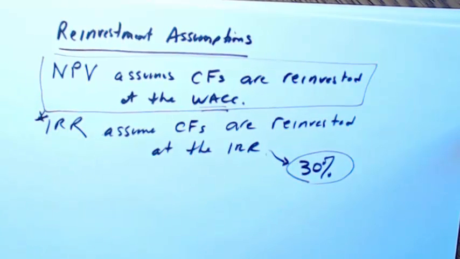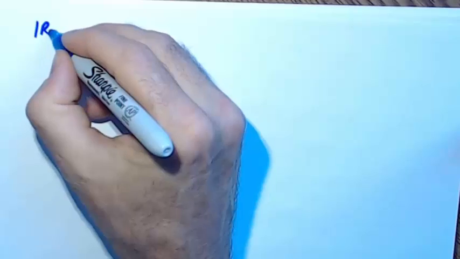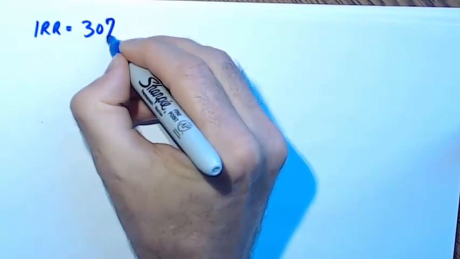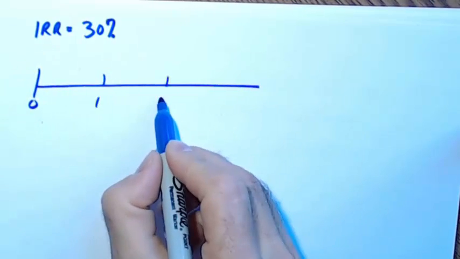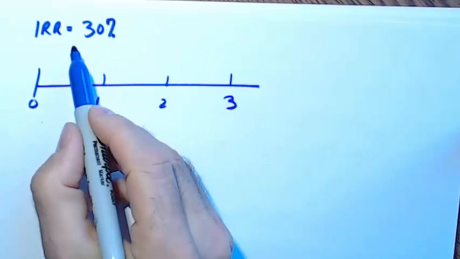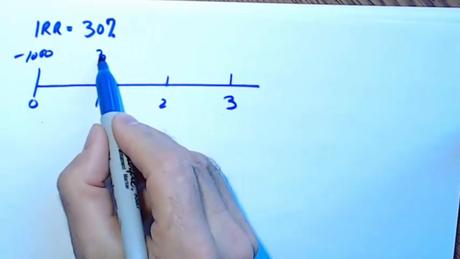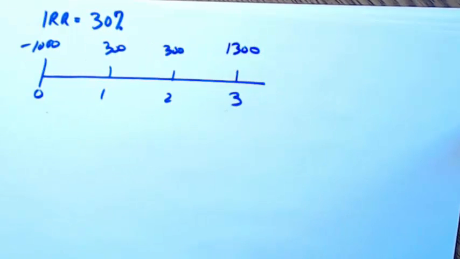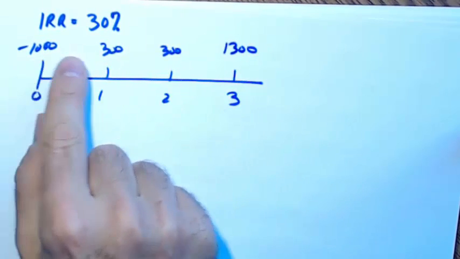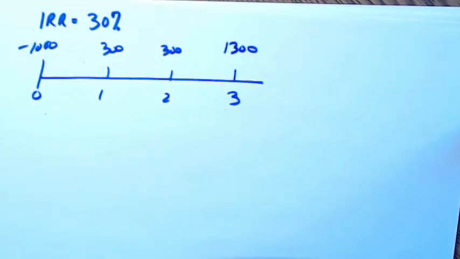Now, the only way you're going to see this is if I do a problem and show you an example. So here we have an example. The internal rate of return on this project is 30%. And here's the project. Spend $1,000 and you get 300, 300, and then 1,300 back at the end. Okay, there are the cash flows. Normal cash flows, in a sense: negative, positive, positive, positive.